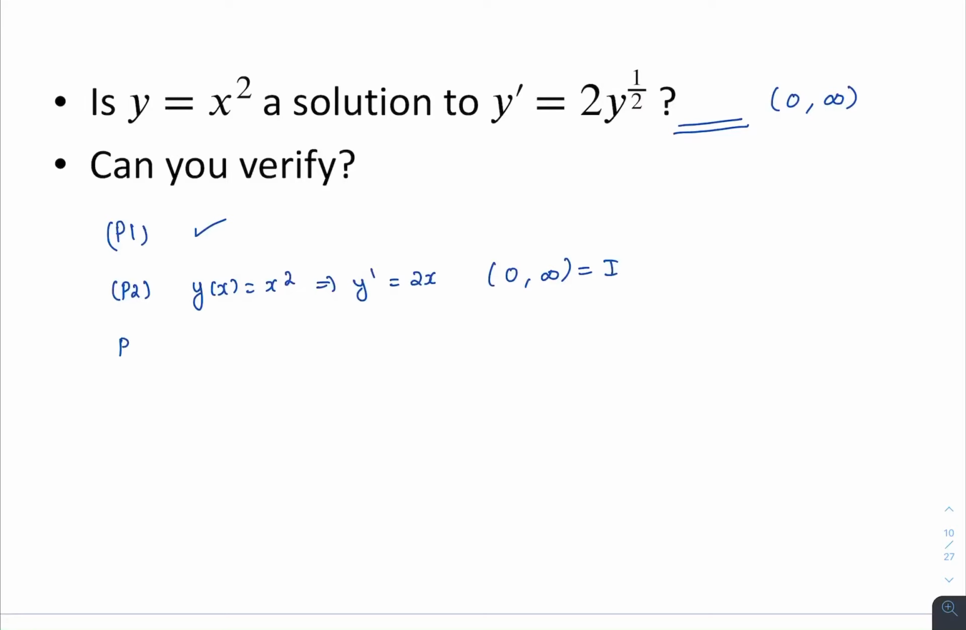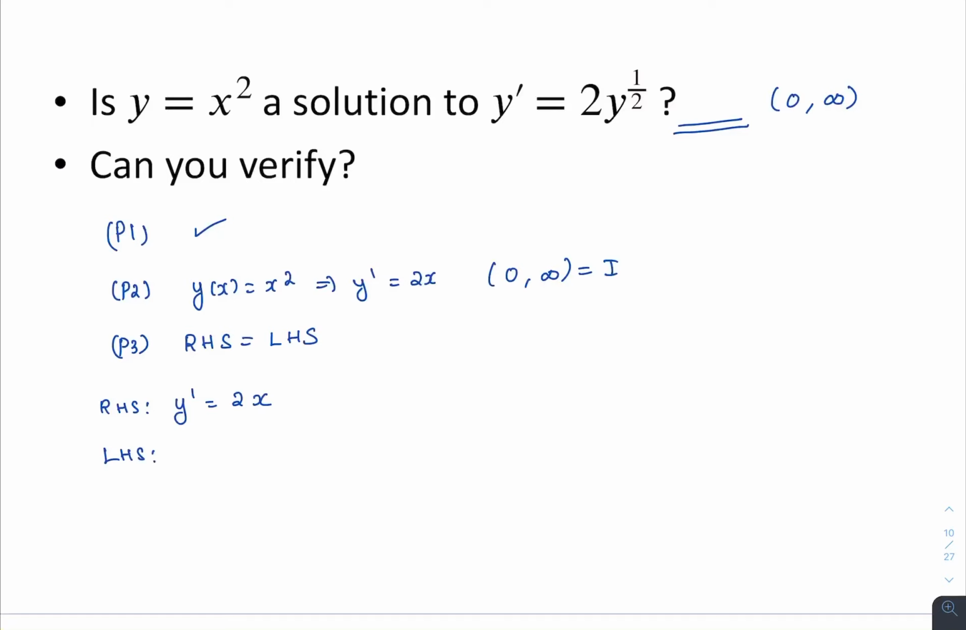The third thing is the important one, correct? So let's take a look at the RHS. We're going to verify if RHS is equal to LHS. What do I mean by RHS? Right hand side. What do I mean by LHS? Left hand side. The RHS, in this case y prime, is equal to 2x, that we know. Let's take a look at the LHS.